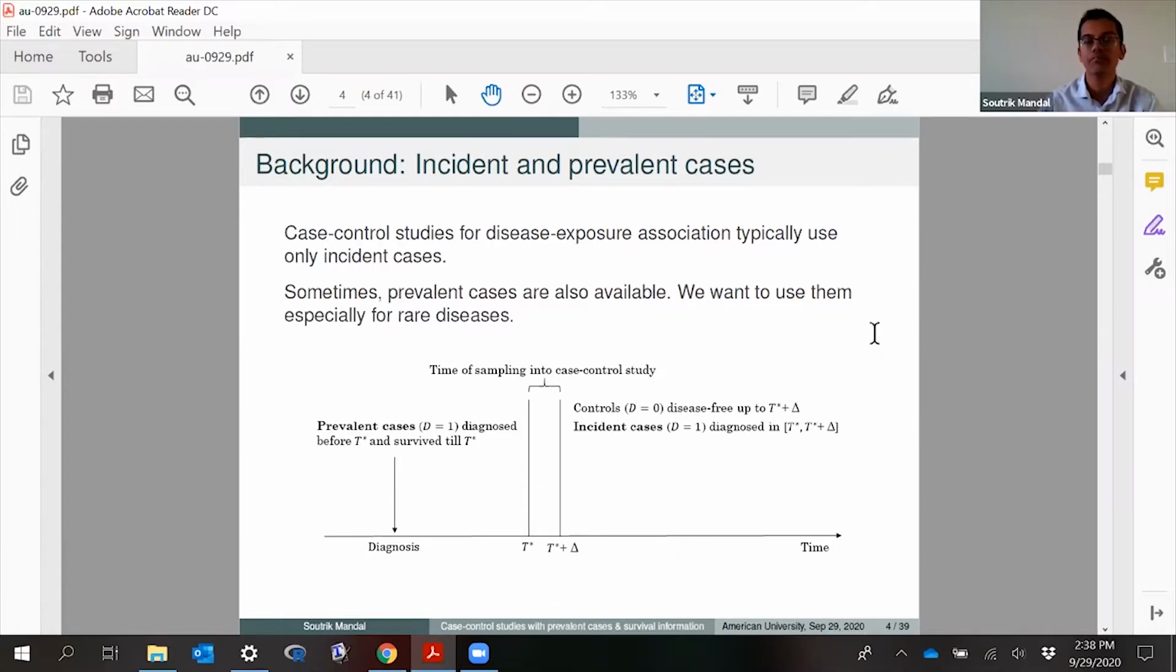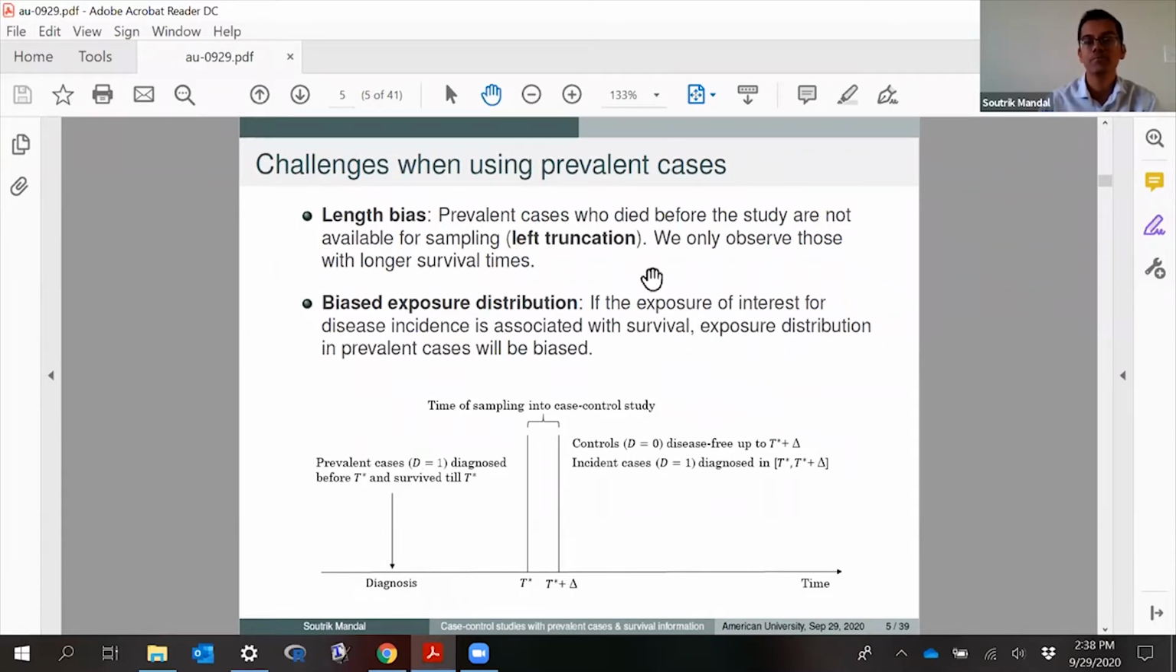Now, including prevalent cases comes with two major challenges. One is called the length bias. So prevalent cases who died before the study are not available for sampling. That means they are left truncated. So if a prevalent case was diagnosed here before T star and they died before T star, then they are not available for sampling during the study, right? So we only observe those with longer survival times. This is called length bias.